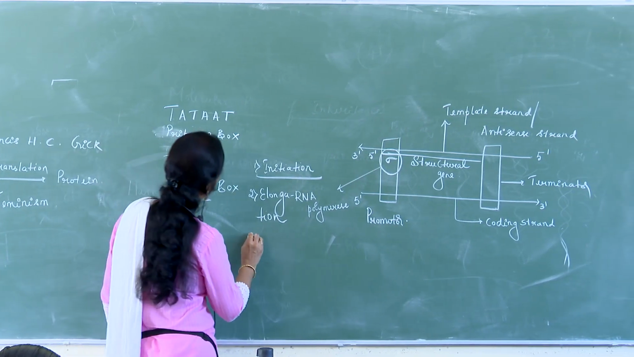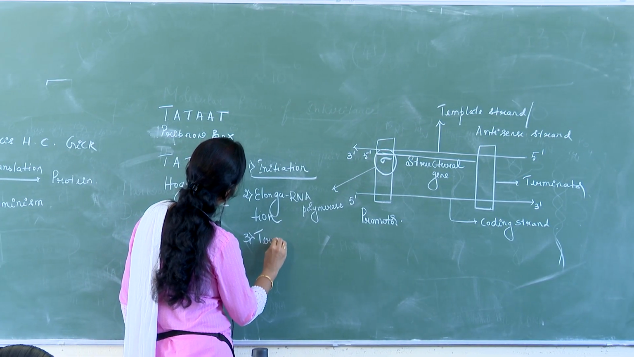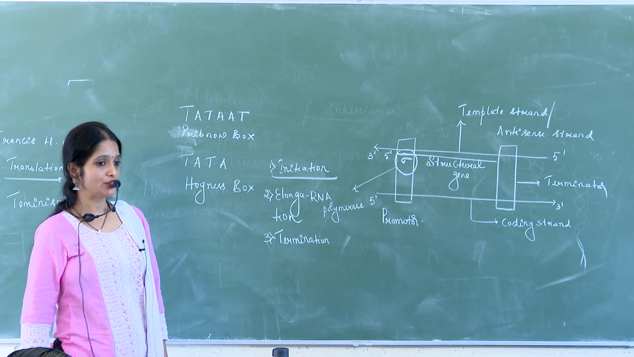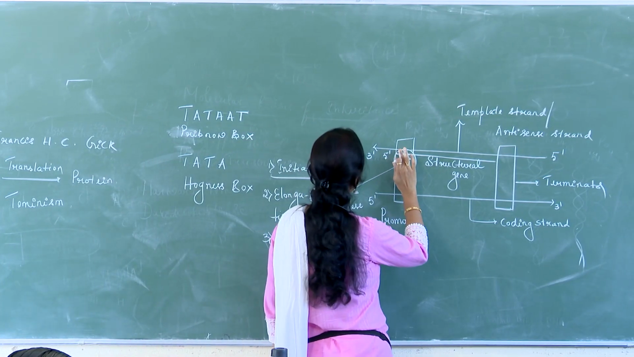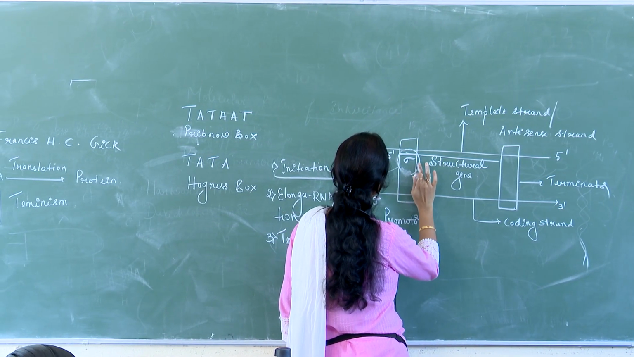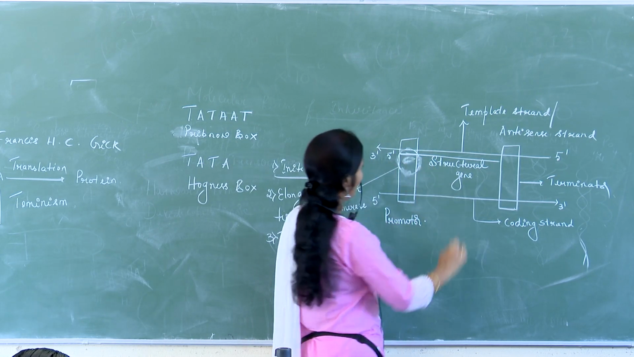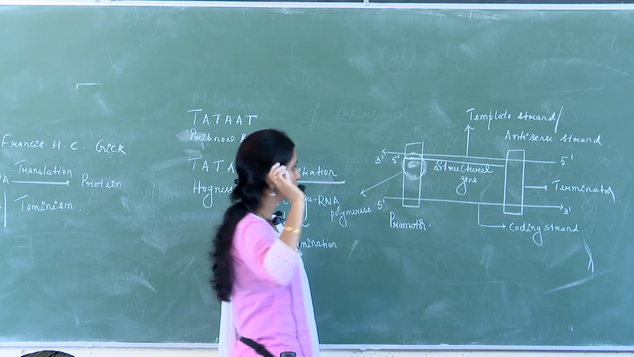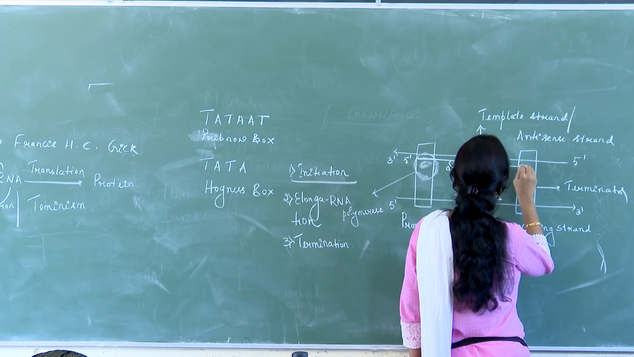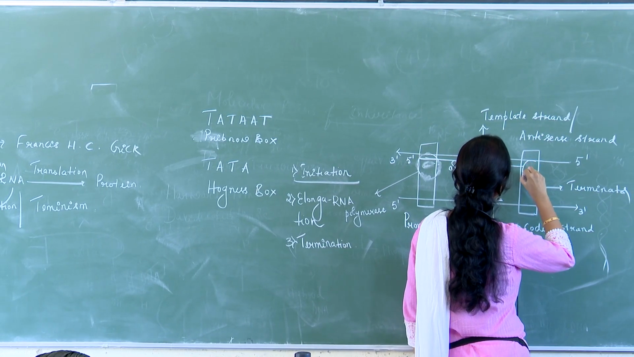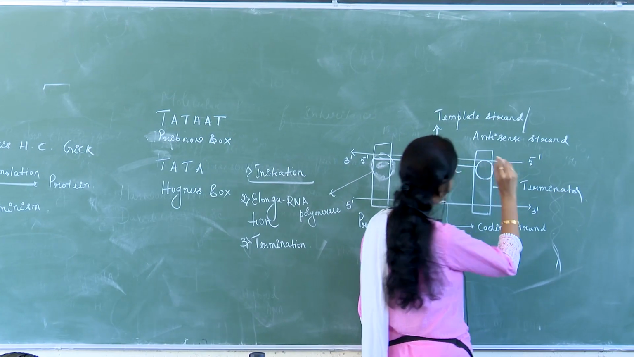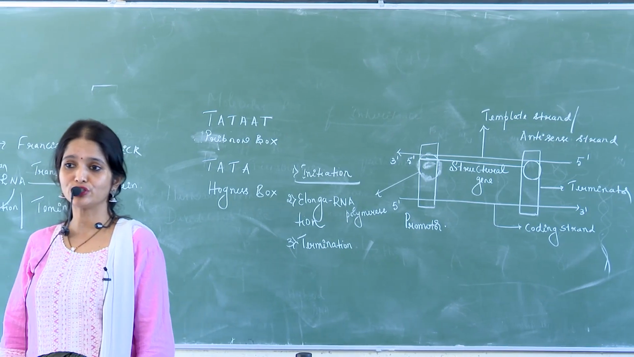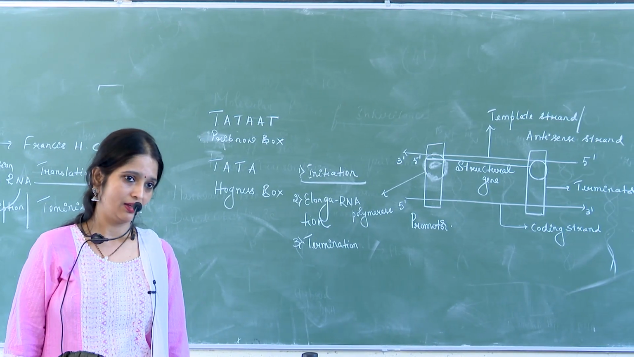The last step, third step, termination. So what happens during termination? I said RNA polymerase enzyme moves on the template strand, right? And synthesis of RNA is continuing, right? Finally, the RNA polymerase enzyme reaches the terminator gene. Where does the RNA polymerase enzyme reach? It reaches the terminator gene, right?